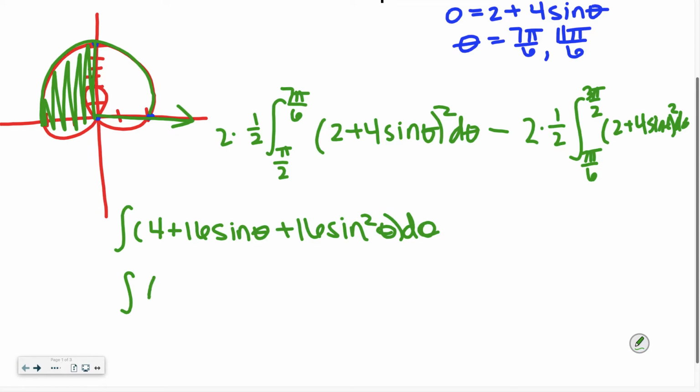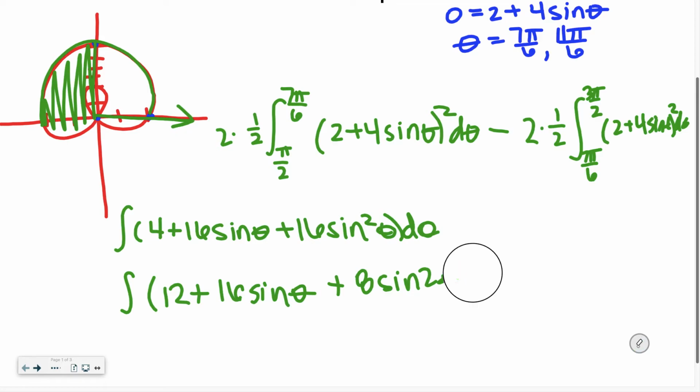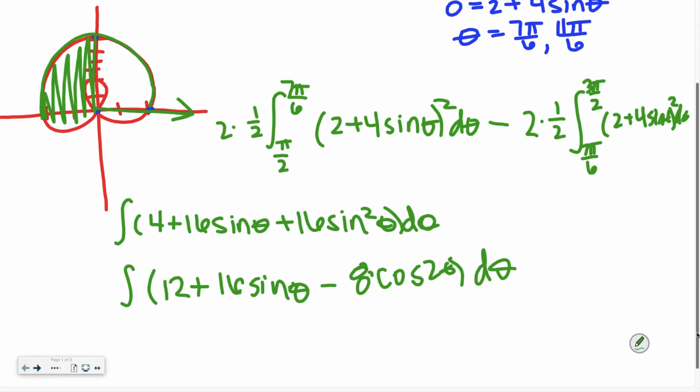Do you end up with 12 theta plus 16 cosine before the antiderivative? No, 16 plus sine. Sorry. Oh, yeah, okay. Plus 8 sine 2 theta. I got 4 plus 16 sine theta plus 16. It should be minus. I already failed. Yeah, that's what I got.